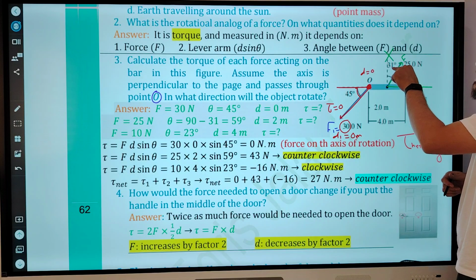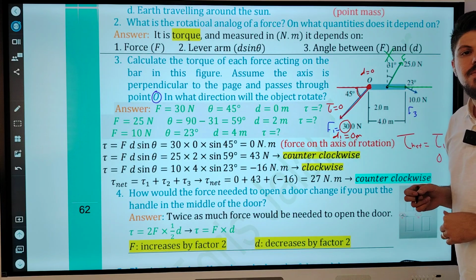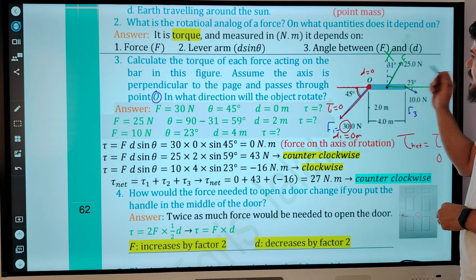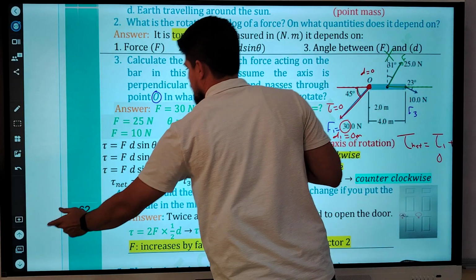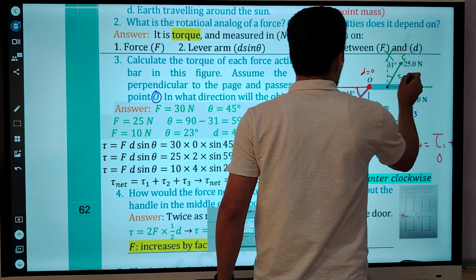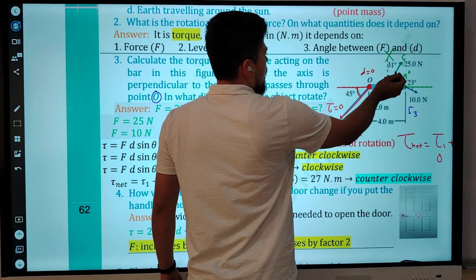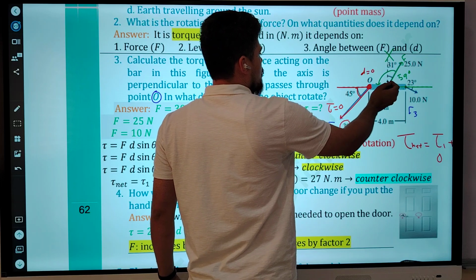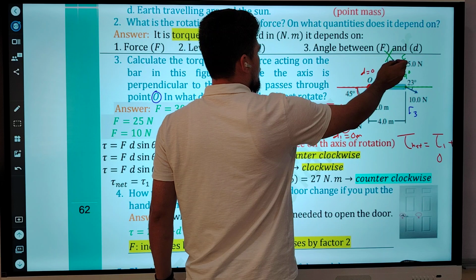If this angle is 31, what is this angle? It should be 59. Why? Because in that case, 90 minus 31 is equal to what? 59 degree. Okay? And also you can find this angle between this force and here we have 90 degree. Here what's remain?